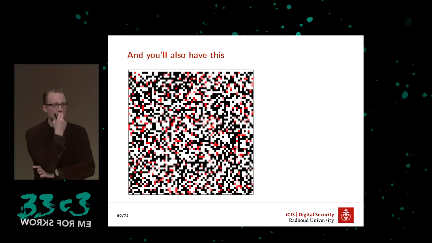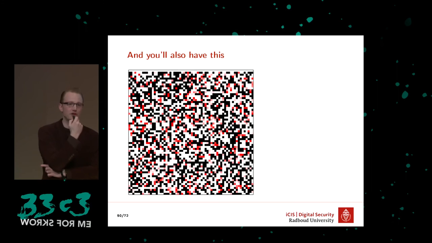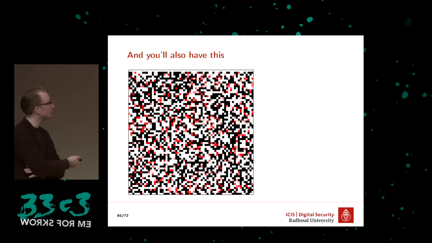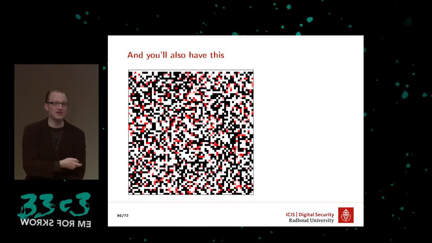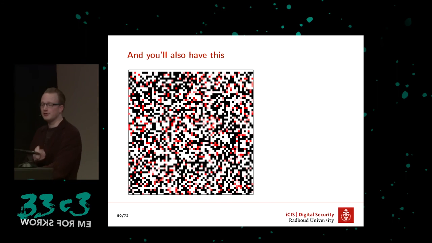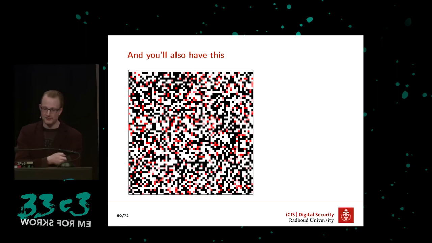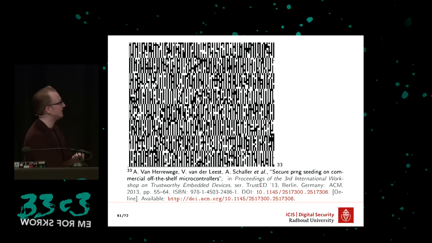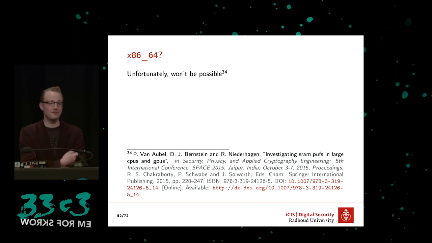So remember when I showed you the inner class Hamming distance, the 10% of differences between measurements? That's caused by the red dots. Those are the unstable SRAM cells. You can use those as seeds for a random function. And hopefully you won't have this. This looks wrong. This is not a PUF. This is too predictable. Unfortunately, all this won't be possible on x86, because we looked for the PUFs in the CPUs, but Intel and AMD both explicitly zero everything.